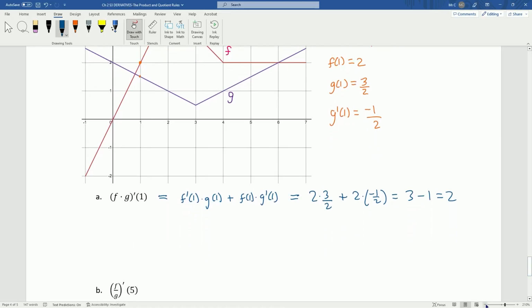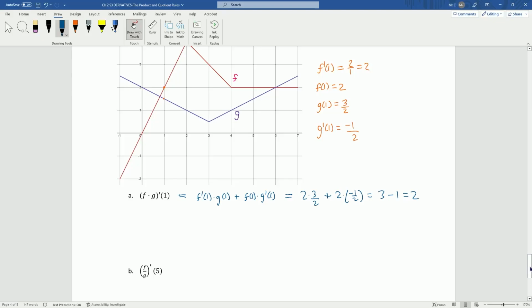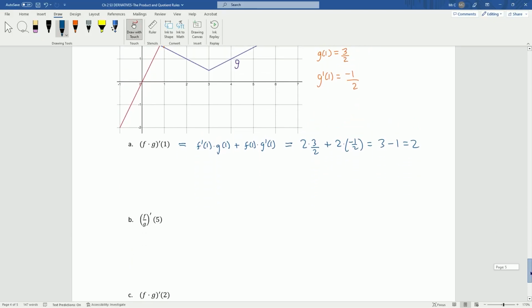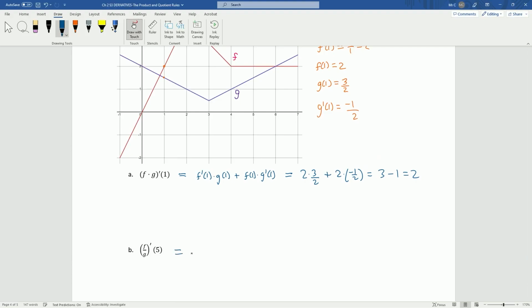Okay, so now we're going to look at another example. I'm going to zoom out a little bit just to make this easier. So now we need f over g prime of 5. So again, I'm going to start by writing out my rule. Low at 5 times low d high, the derivative of the high at 5, minus f of 5 times g prime of 5 over g of 5 squared.